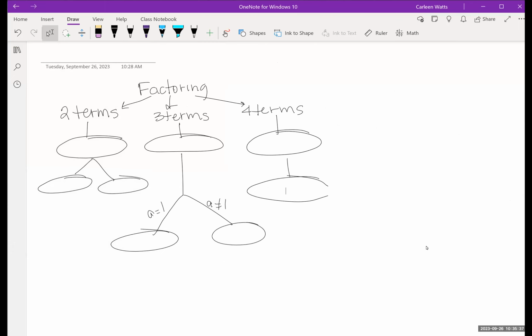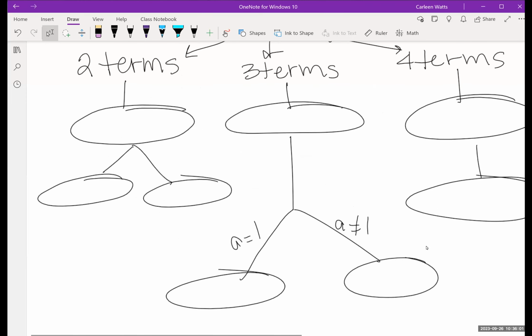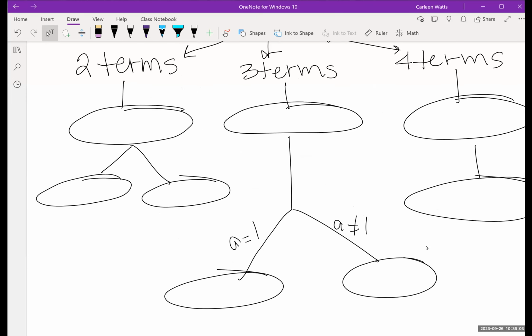Okay, you're going to see factoring problems, and this is the way I want your brain to think. Step number 1: do I have 2 terms, 3 terms, or 4 terms? There could be more than 4, but anyway, if we have 2 terms, step number 1 is to try to factor out a GCF.